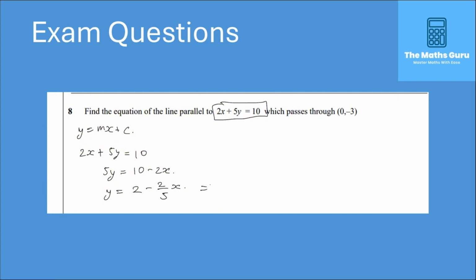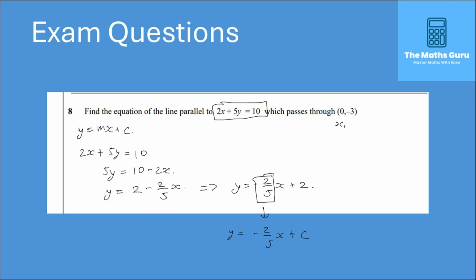To get this in the form y is equal to mx plus c, we just move around our x and our number. So we get y is equal to negative 2/5 x plus 2. And therefore our gradient is negative 2/5. So when our lines are parallel, our gradients are equivalent. So the general form for our line is y is equal to negative 2/5 x plus c.